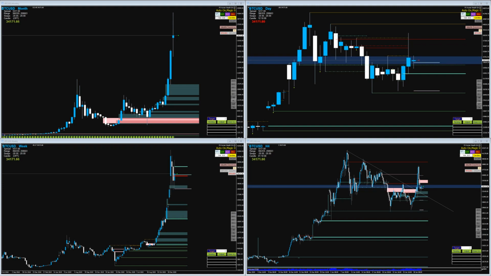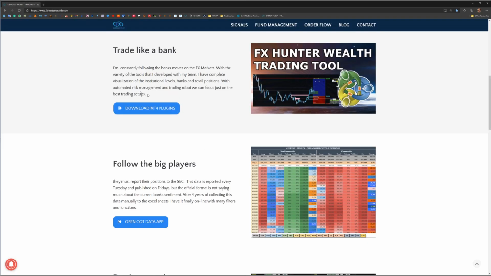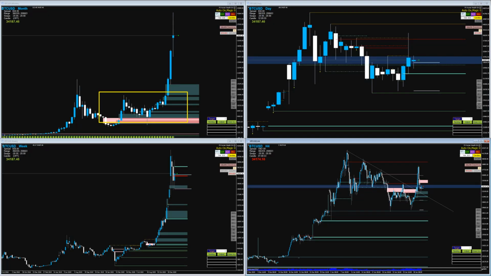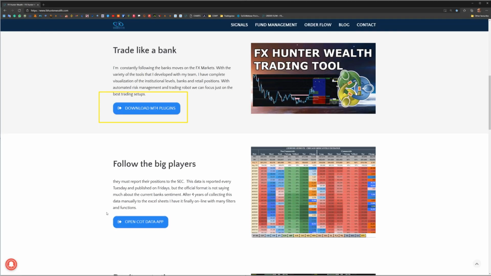Okay, so right now I want to show you some more things as well, which is actually here on my website, where you can download my MT4 plugins or the indicators which we have created for the MT4, and I will be actually using them in this forex market forecast. And as well, what you can do is to open the COT data application, which will of course allow you to use the COT data on the website.